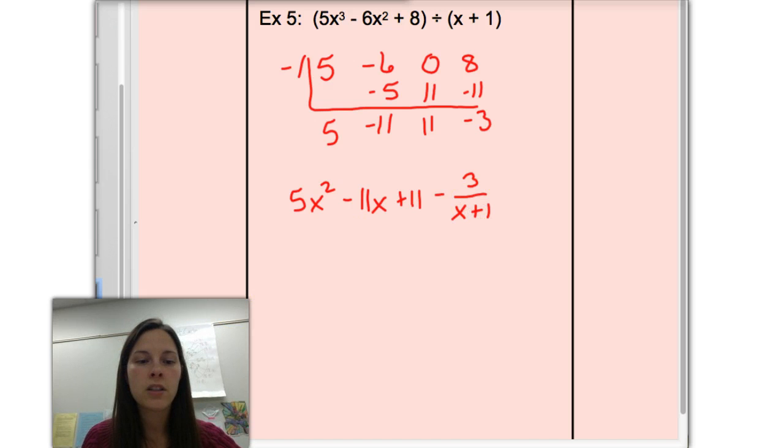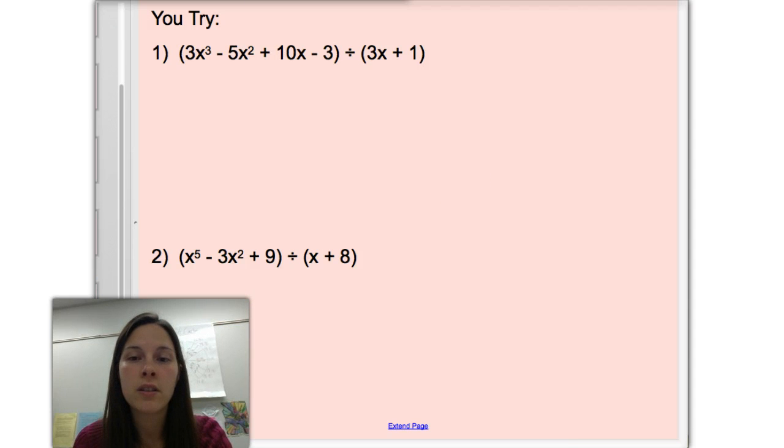Alright, we've got a couple of Try-Its for you. One, you will have to use long division. Notice that that coefficient is not 1, so we cannot use synthetic division on this first one, but you can use synthetic division on the second one.